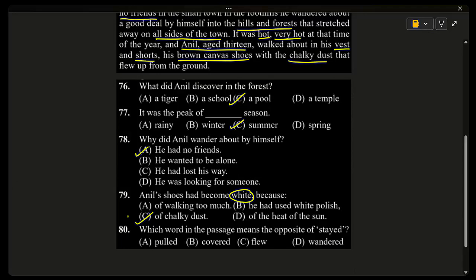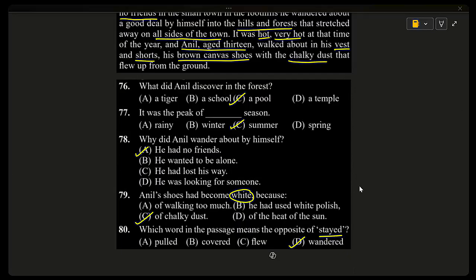Now 80. Which word in the passage means the opposite of stayed? Stayed means staying together, staying nearby. The opposite: pulled, no; pushed, no; covered, no; flew, no; it is wandered, yes. Stayed means friends are staying with us, and the opposite, wandered, means having no friends, staying away. This is wandering. So these are the answers, and if you have any doubts in this passage, you can raise your hand.